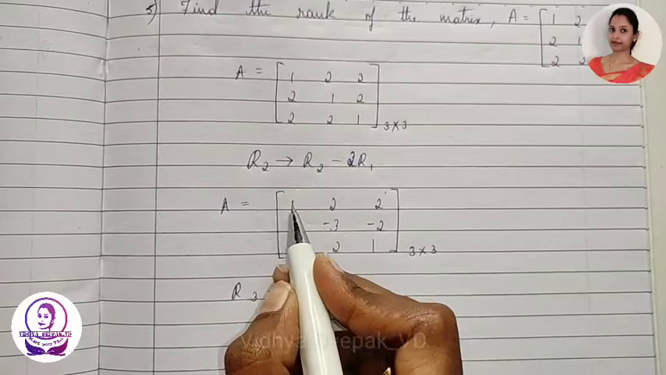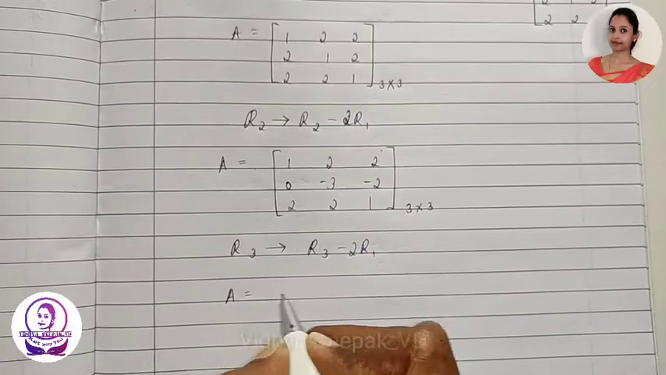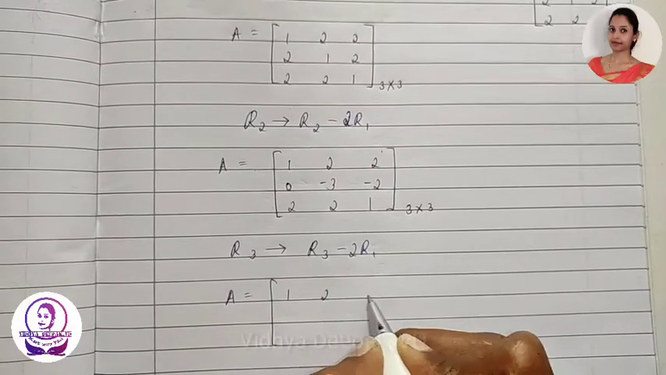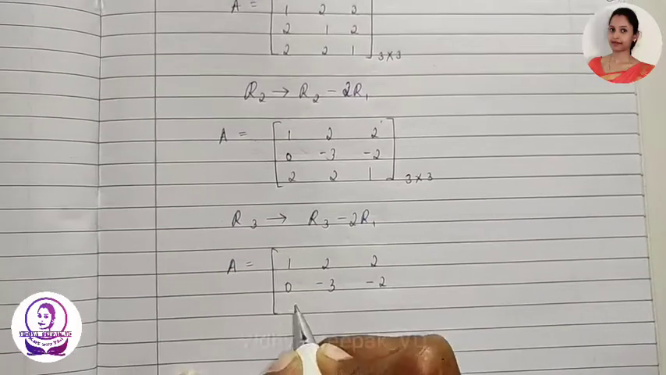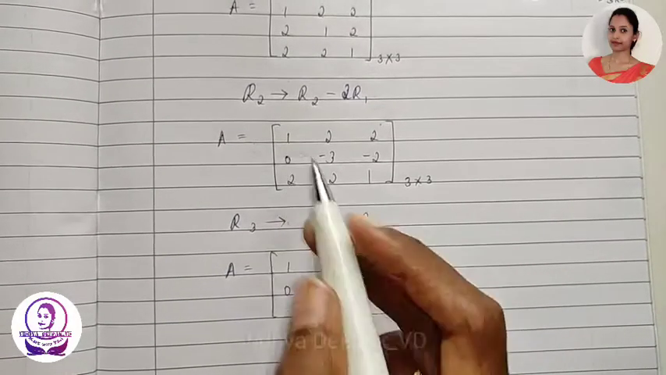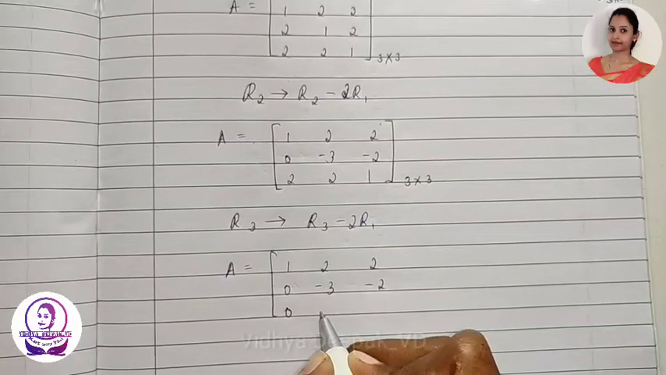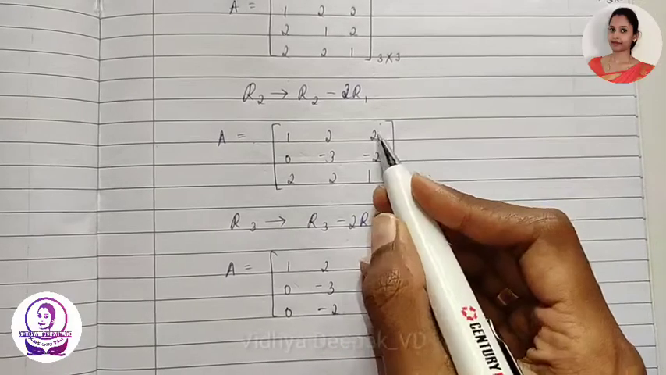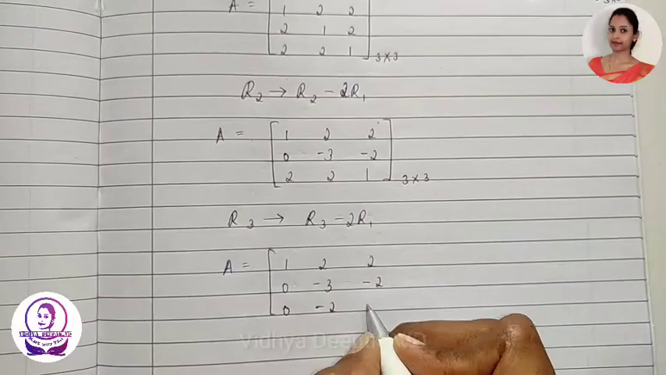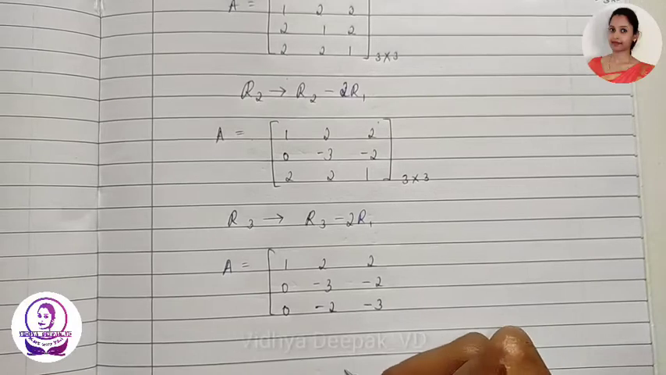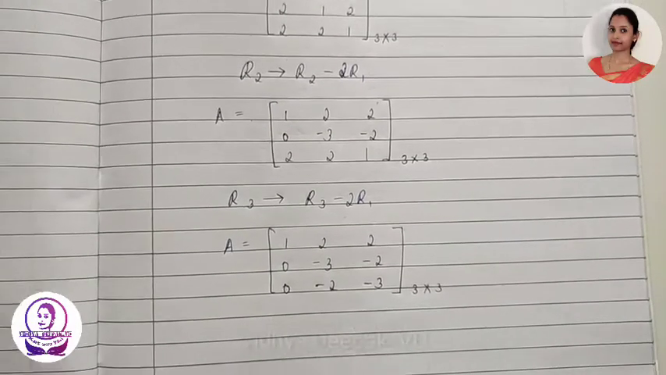So this becomes 1 2s are 2, 2 minus 2, 0. So we have A is equal to 1 2 2, 0 minus 3 minus 2, and we have 1 2s are 2, 2 minus 2, 0. 2 2s are 4, 2 minus 4 is minus 2. Again here 2 2s are 4, 1 minus 4 is minus 3. This is a 3 cross 3 matrix.